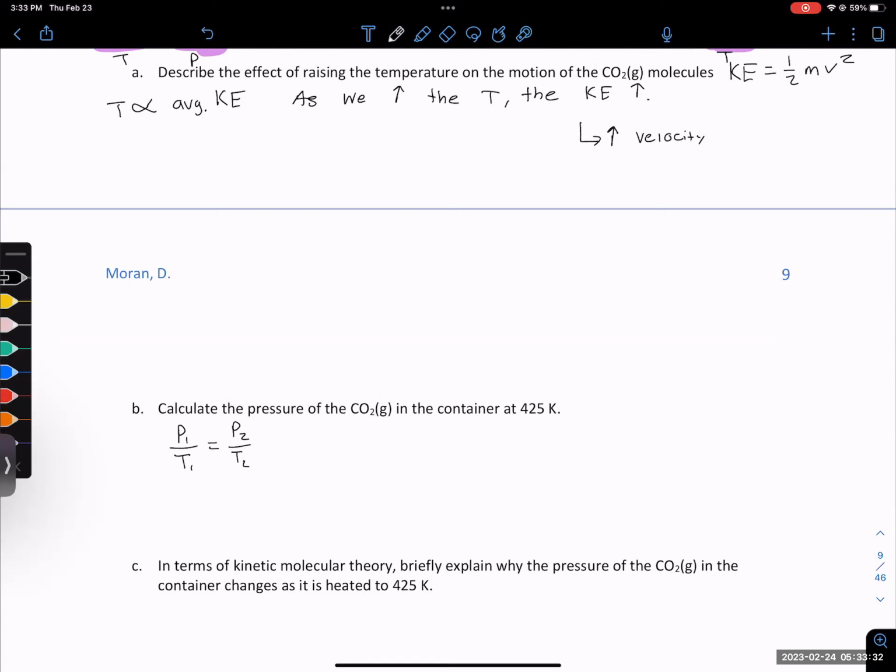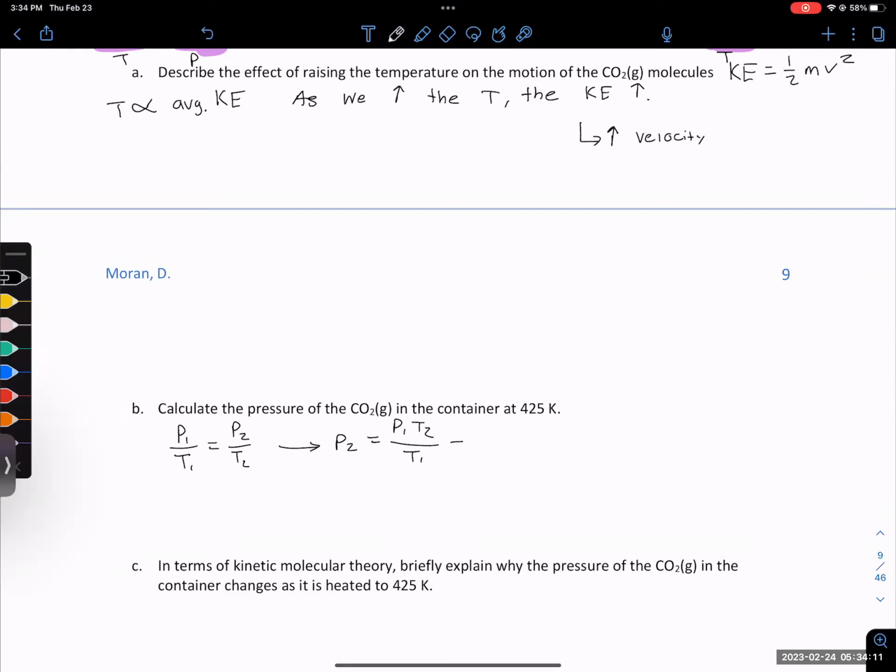Does anybody know what law this is that relates pressure to temperature? It's actually Gay-Lussac's law. Anyways, we're looking for P2, right? Because P2 is the pressure afterwards. So we solve for P2 by multiplying both sides by T2. So P2 equals P1 T2 over T1.